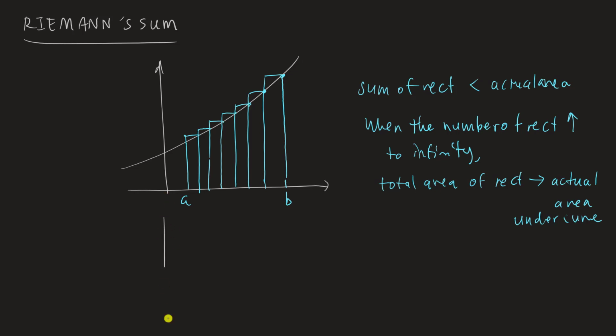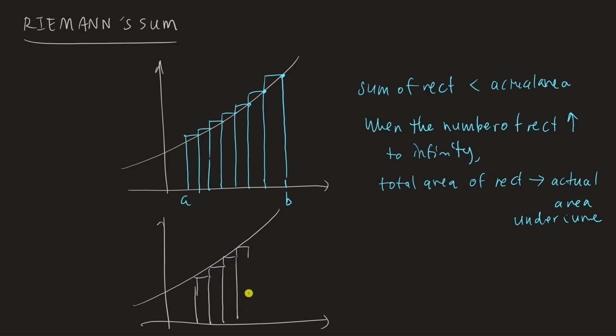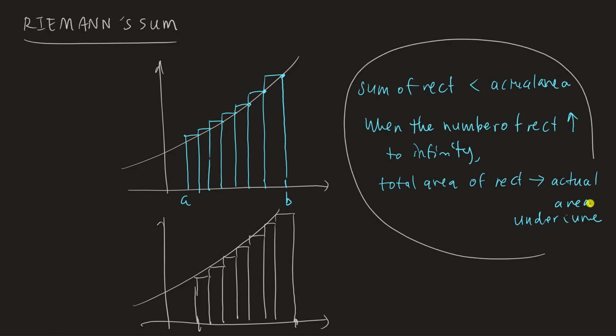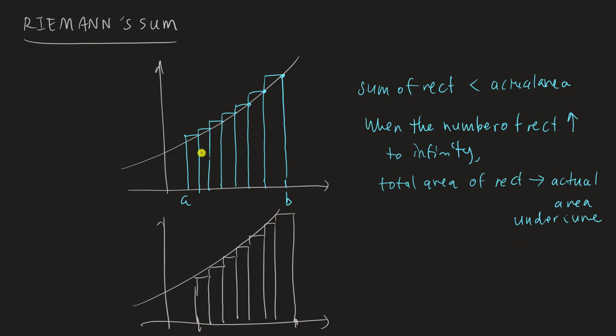So let me just draw them side by side for a better comparison. So you have this left bound. However, the idea is still the same. When you have more and more rectangles, the overestimation will decrease to 0 and the total area of the blue color rectangles will be the actual area underneath the curve. So we are done with the first part. We have talked enough. Let's actually do a question.